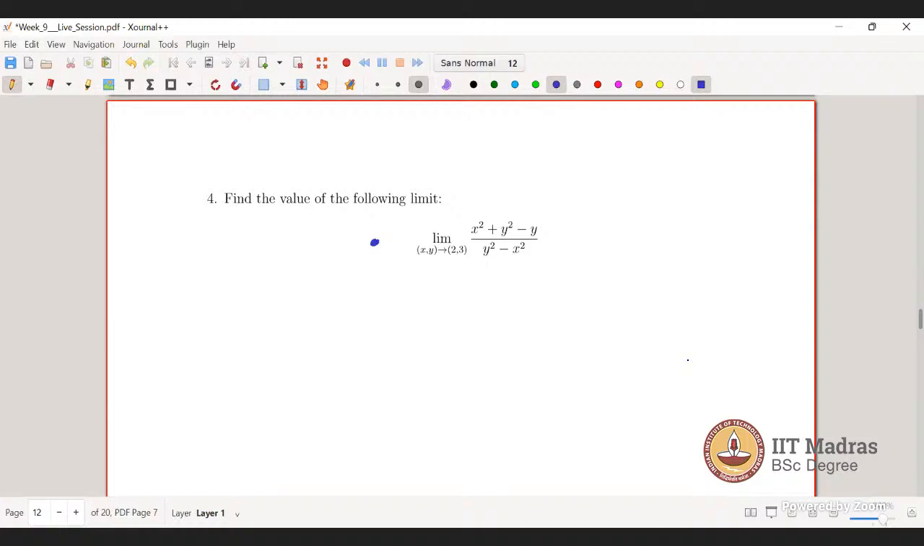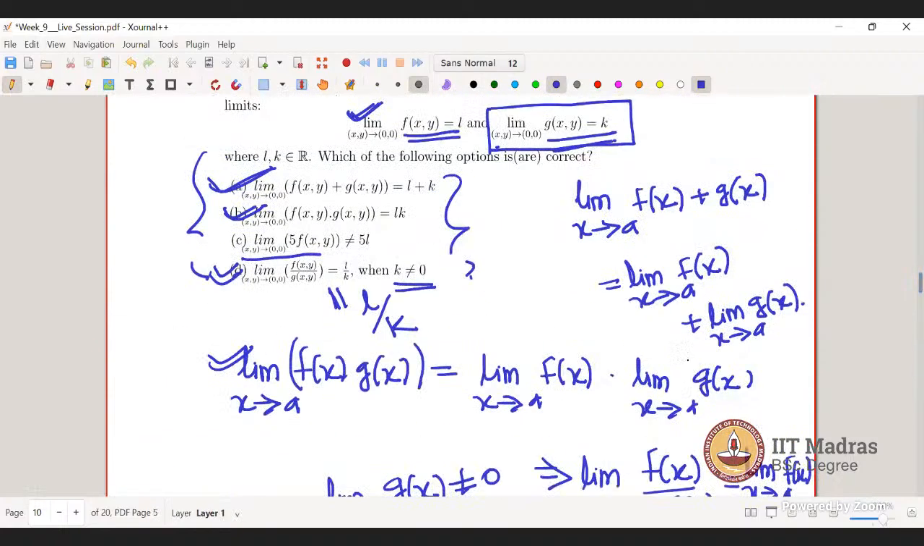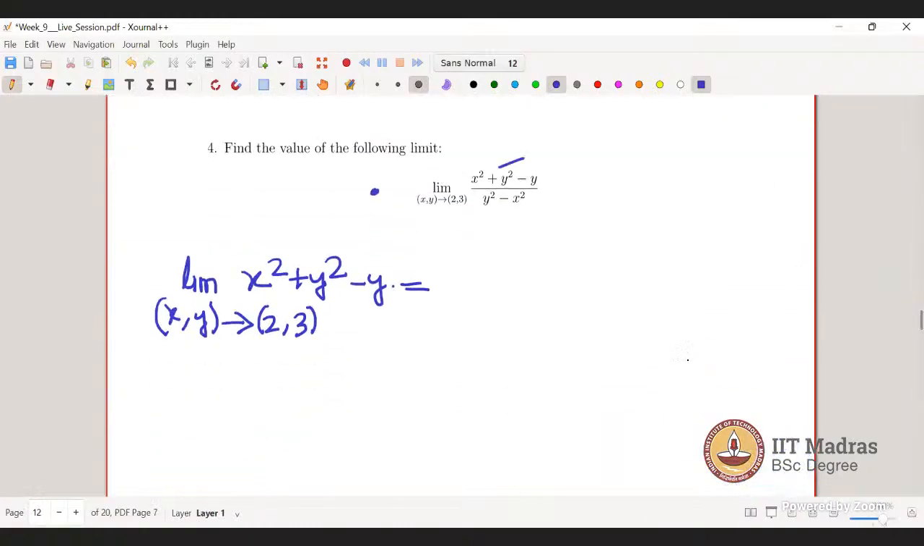So the first thing is we can substitute directly. Yes, you can do it, but not for all the cases, but in this case certainly you can. So what is this? If you go to the previous thing, this is f, this is g. So this one is f of xy, this one is g of xy.